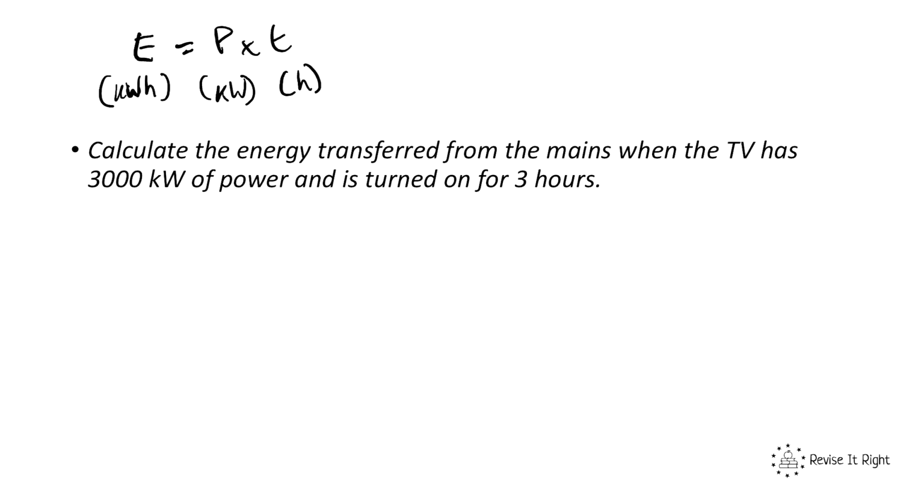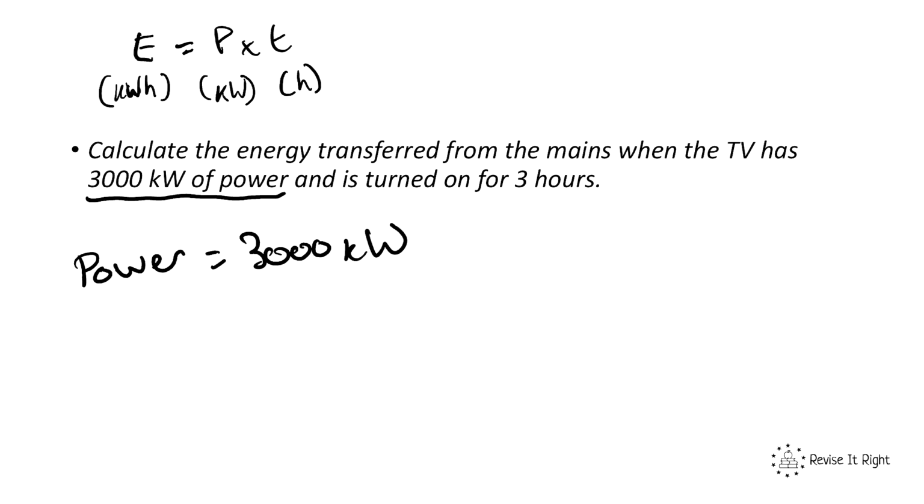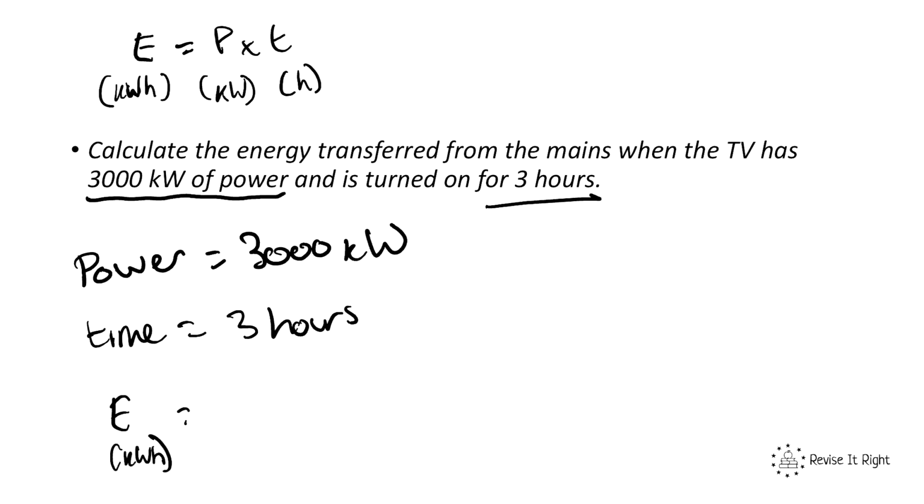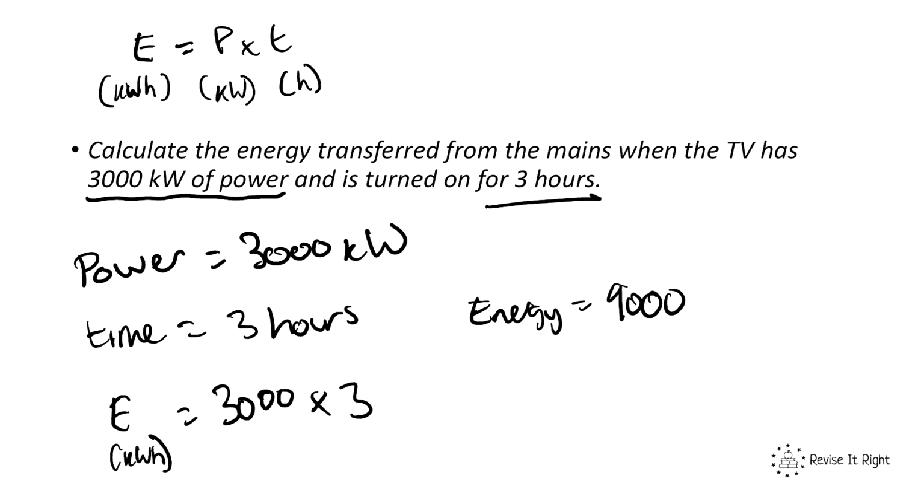So then we're going to write down the values we know. Here we've got the power. So power is equal to 3000 kilowatts, and time is equal to 3 hours. So all we have to do then is put these values into our equation. So energy in kilowatts per hour is equal to 3000 times 3. So therefore the energy transferred is equal to 9000 kilowatts per hour.